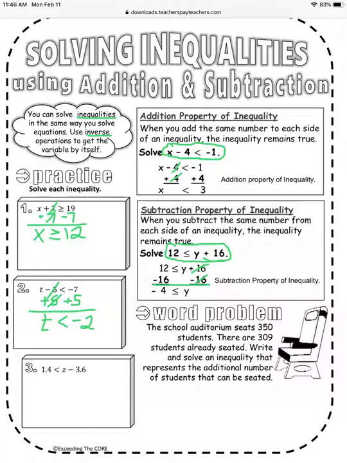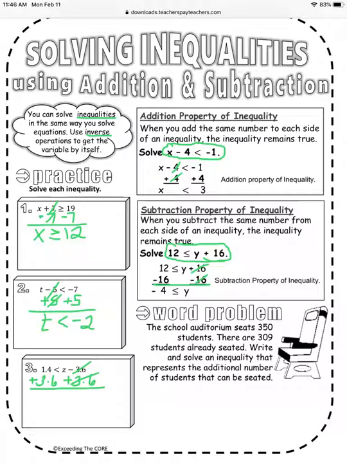Finally, number 3. Notice the z is on the right side. To get the z by itself, we have to undo -3.6. So I'm going to add 3.6, and I'm going to add 3.6. Make sure you line up that decimal point. Again, it's hard writing on this iPad. Mine don't look perfectly lined up. I'm trying to do my best.